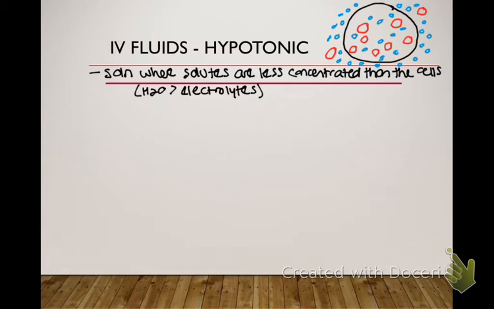Here's my pretty picture. The blue is obviously water. The red is electrolytes or molecules. You'll see me use those interchangeably. That bigger black circle is the cell. Inside the cell you have a lot of molecules and a little bit of water. You give them a solution, the stuff outside the cell, with a lot of water and a little bit of molecules. This is why we have to understand how osmosis works, because what are we doing here?